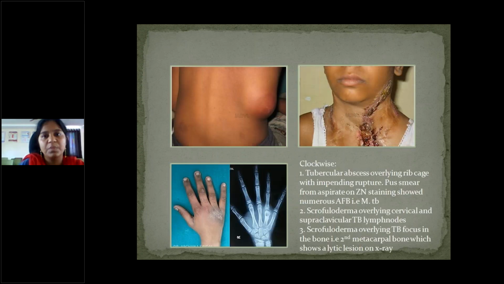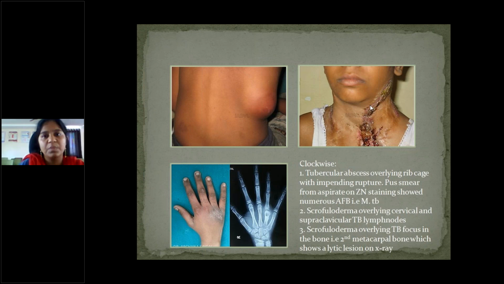See this slide picture. In the first picture, tubercular abscess overlying the rib cage with impending rupture. Maybe the primary focus is the bones of the rib cage, and overlying that on the skin you can see a cold abscess type of thing. When we take the smear from here, you can easily identify the organism.